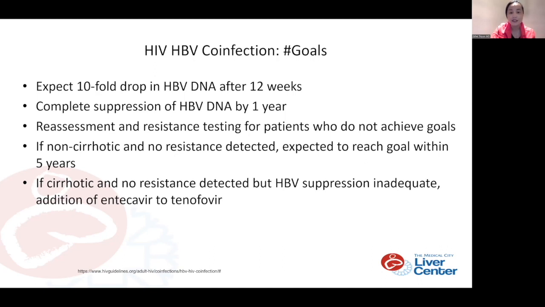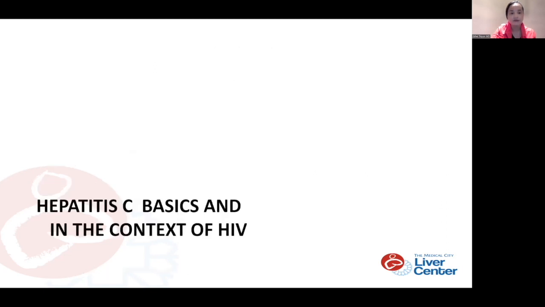If your patient is non-cirrhotic and there's no resistance detected, you hope to reach the goal of virologic response within 5 years. However, if cirrhotic and no resistance is detected, but suppression is inadequate, you should refer to your colleagues in gastroenterology or hepatology to decide on adding another hepatitis B active regimen to your treatment.